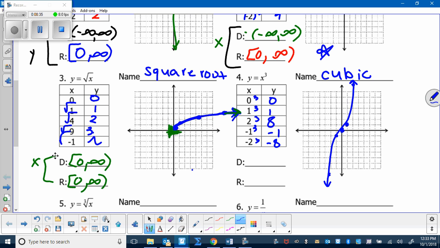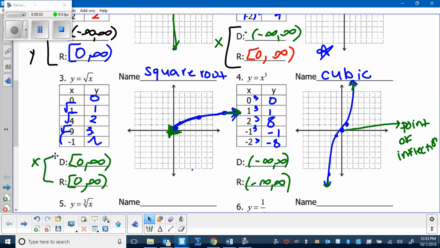We've done this before. What is that point on the x-axis right there called? Ooh, fun fact from the first unit. That is a point of inflection. So that x to the third power graph has a point of inflection. Your domain, this is going left and right forever. It's also going up and down forever. So your domain and range are both all real numbers, negative infinity to positive infinity.